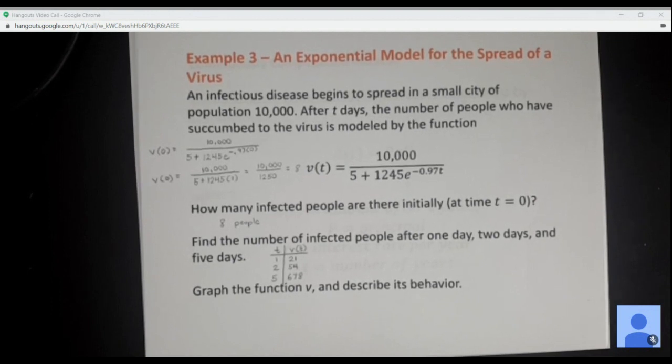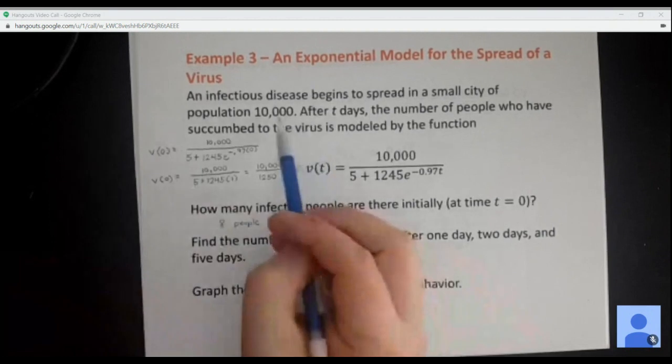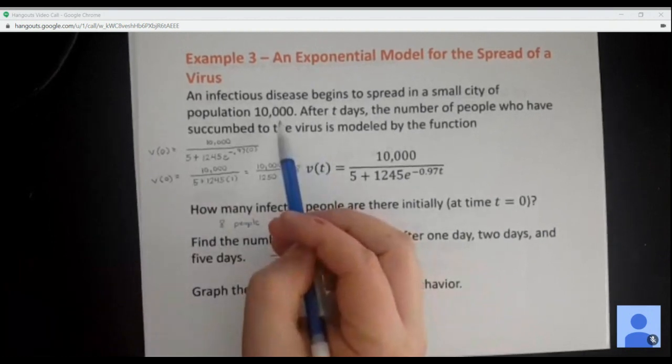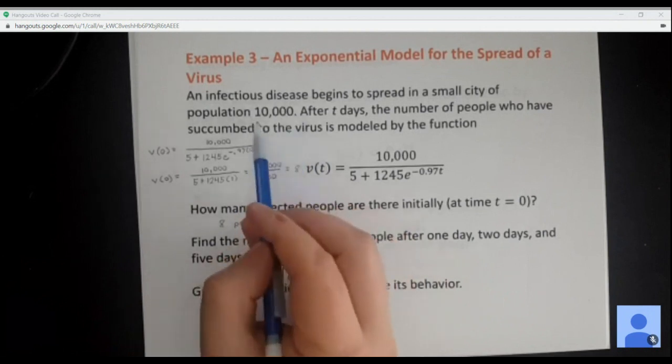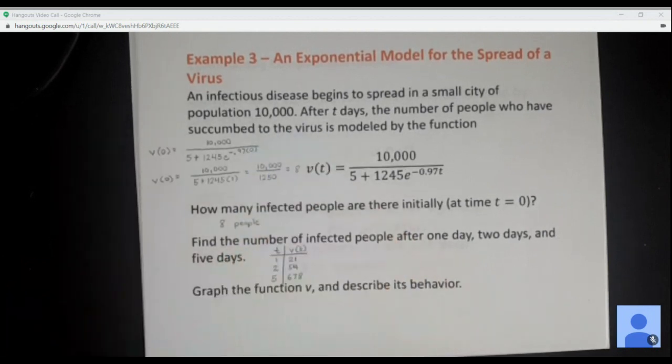There's a population to the city, right? So we know we can't go to infinity because there's only 10,000 people in the town to begin with. So at most, right, we know that we're going to have to cap ourselves at that. Now, here's what I want you to think about. When we graph this, do you think that our range then would be from 0 to 10,000? Or do you think maybe it's something different?